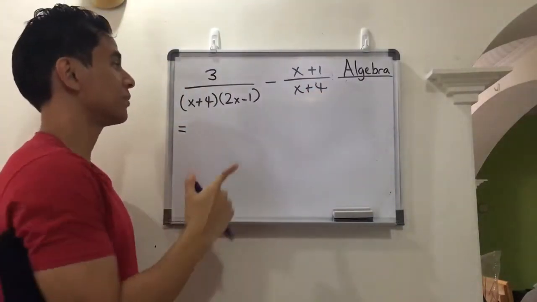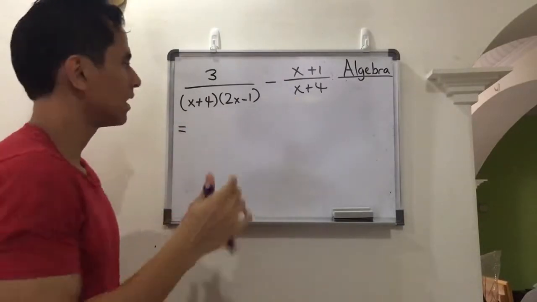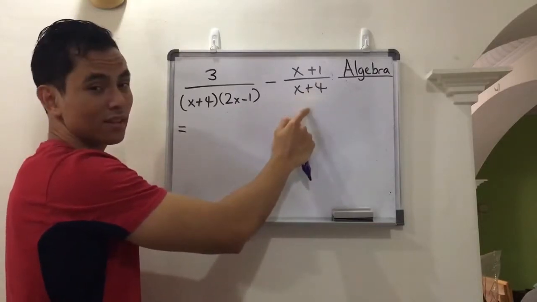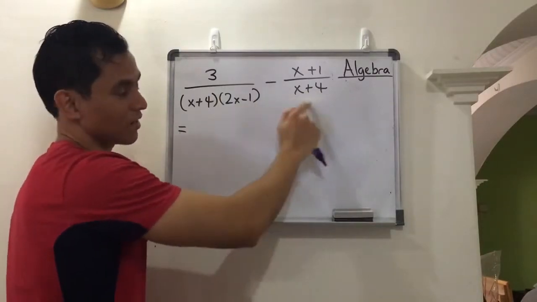So now we focus on the denominators. We see that if I multiply 2x minus 1 into this denominator, we would get the same denominator, right?